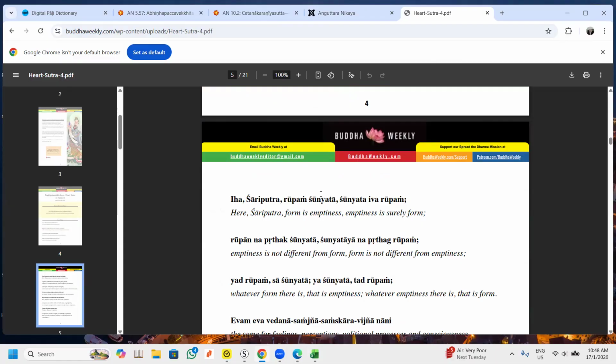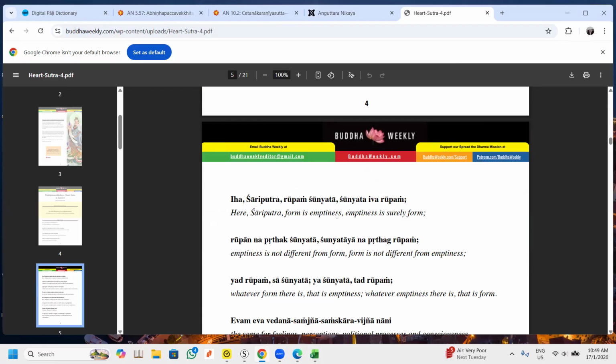See, rupang sunyata. This is a past participle in Sanskrit. That means form. Form is the subject. Form is emptiness. Then it says sunyata iva rupang. Iva is like, surely. And then emptiness is surely form. So whether you go forward or backward, they are the same.